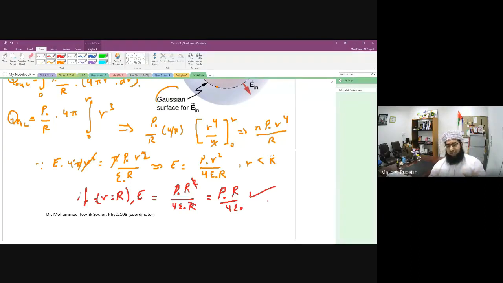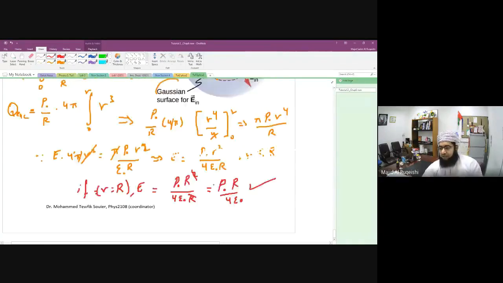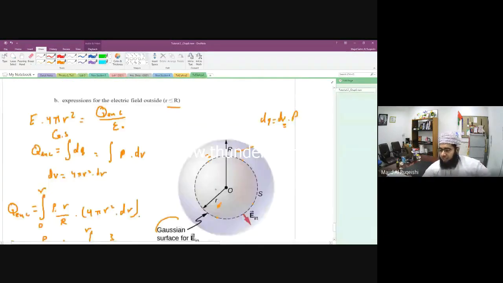But what is the physics behind all of these equations and numbers? Because in physics we are looking for meanings, for situations. How can we understand this? This is the most important part in physics. It's not mathematics. How can we realize the meaning behind numbers? Now let's go and see when r. Let's start with this one.